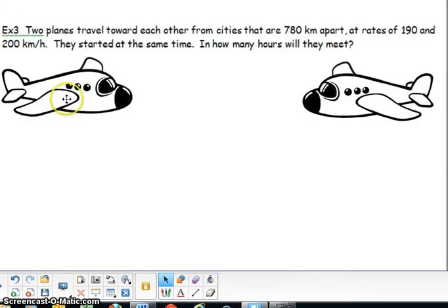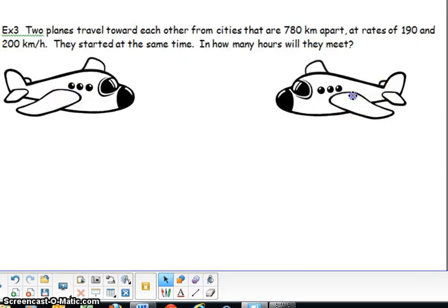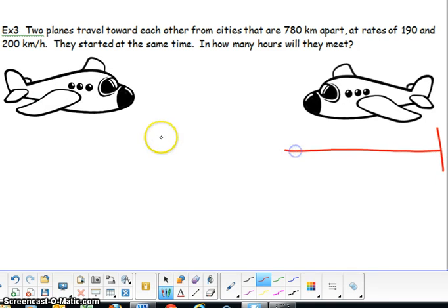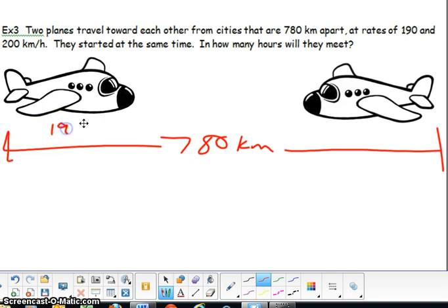On the next one, we have two planes traveling toward each other, and you can see that the cities, as it says, are 780 kilometers apart. Okay, and they're traveling at the rates of, we'll give this one 190 kilometers per hour, and this one's going to be 200 kilometers per hour, and they started at the same time, so that one's very specific. How many hours are they going to meet?